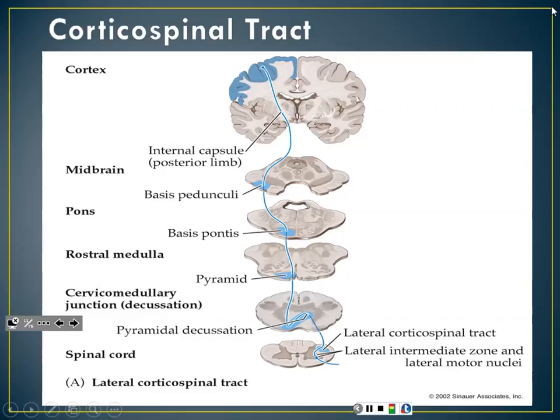And what are the other components? What about the weakness pattern? What would the weakness pattern be? Anybody? Good. Okay, so in the upper extremity, it's going to be extensors. In the lower extremity, it's flexors.